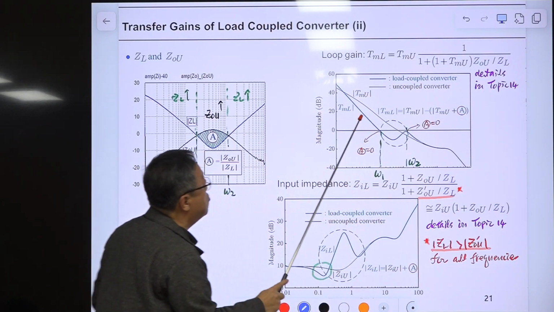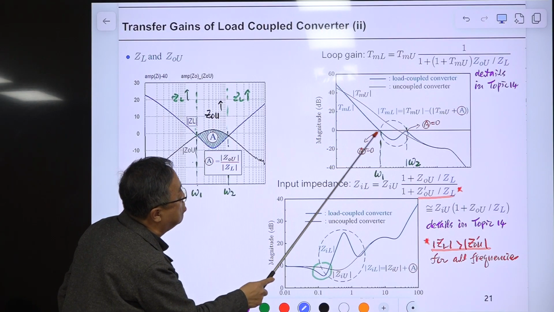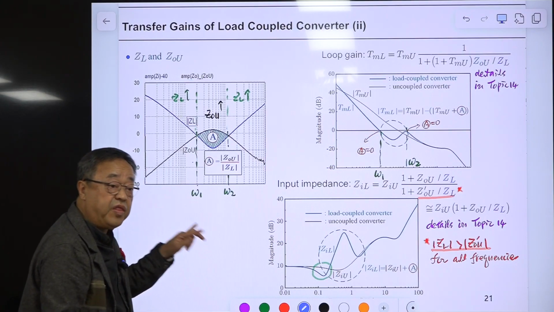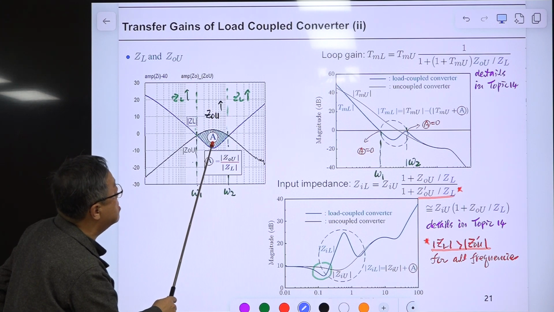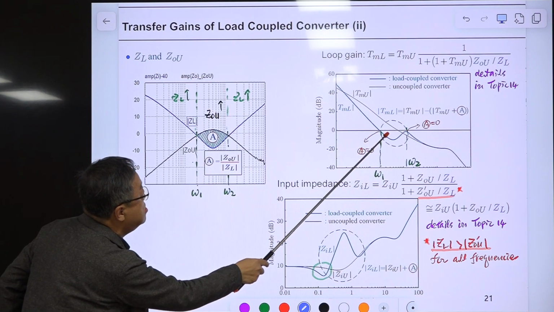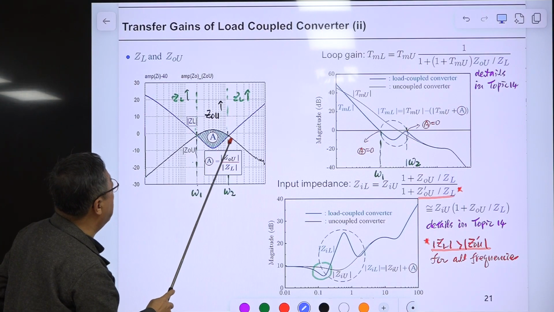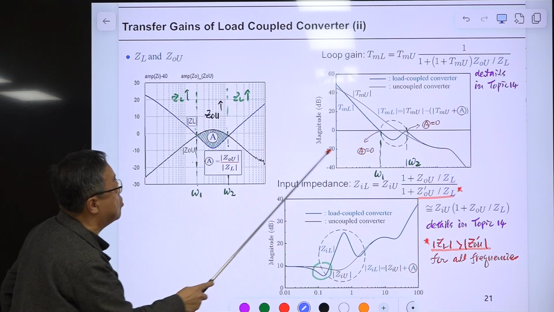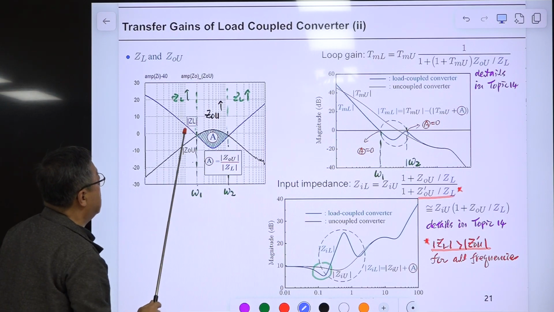This is the loop gain of the TMU and the loop gain of the load coupled converter. We can analyze why this thing happens. Okay. One thing, a pattern is this one. So this is same as this. This shape is same as this. And at this omega 1 point, this ratio is 0. Okay. So A is 0.